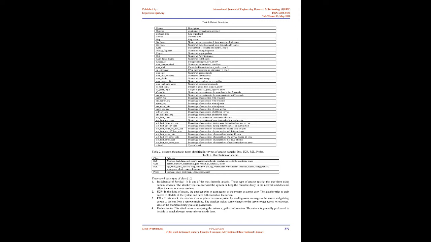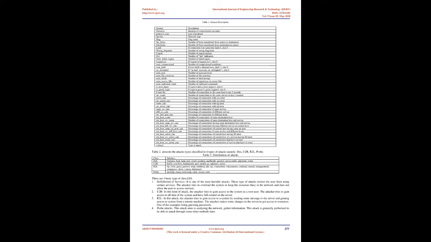Count. Number of connections to the same host in the last 2 seconds. srv_count. Number of connections to the same service in the last 2 seconds. serror_rate. Percentage of connections with SYN error. srv_serror_rate. Percentage of connections with SYN error. rerror_rate. Percentage of connections with REJ error. srv_rerror_rate. Percentage of connections with REJ error.